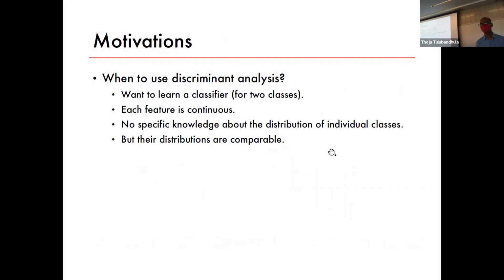So let's think about, before even introducing the ingredients in an LDA or Gaussian discriminant analysis, when to use it. Discriminant analysis or Gaussian discriminant analysis is useful when you want to build a classifier, generally for two classes, and you have features which are continuous. And there is no specific knowledge about the distribution of the individual classes. So you don't have knowledge of the distribution of individual classes, but you know that the distributions are comparable, like two Gaussians or something like that. Okay.